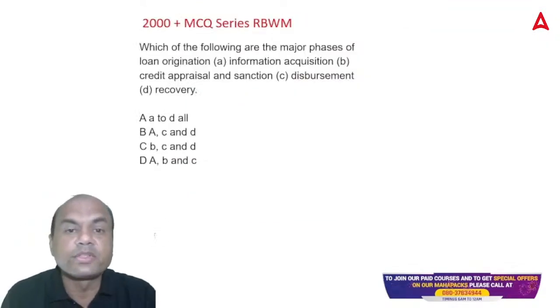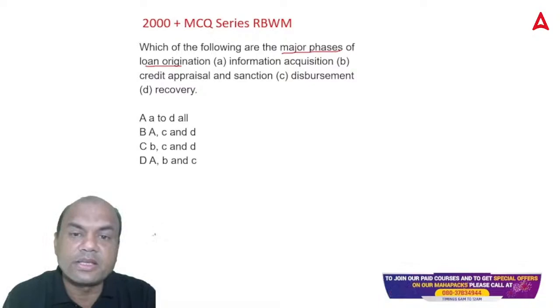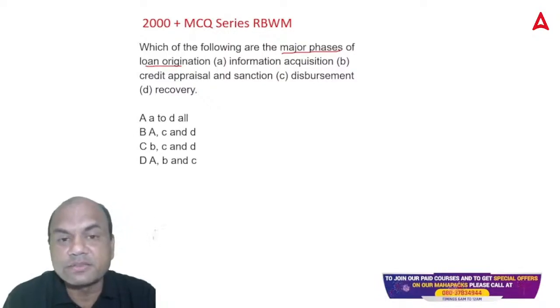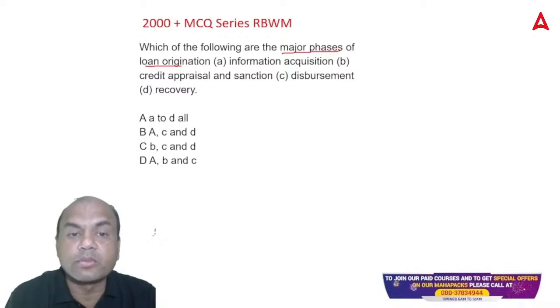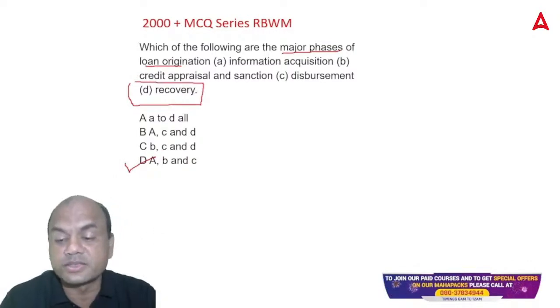Which of the following are the major phases of the loan origination process? Major phases of loan origination: information acquisition, credit appraisal and sanction, disbursement and recovery. So is it A, B, C and D all? A to D all? Acquisition, appraisal and sanction, disbursement and recovery. What is the answer? What did I say? Origination does not include monitoring. So this recovery part will also not be included. So it is only A, B and C. Recovery won't be included in this.